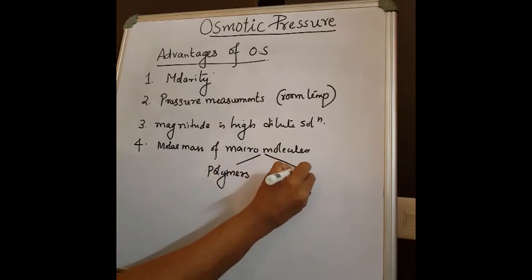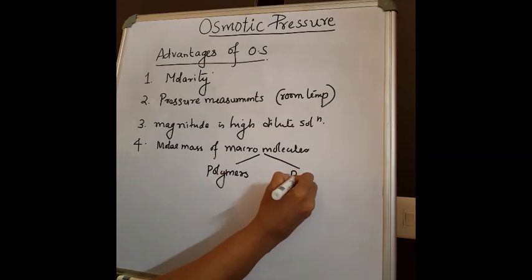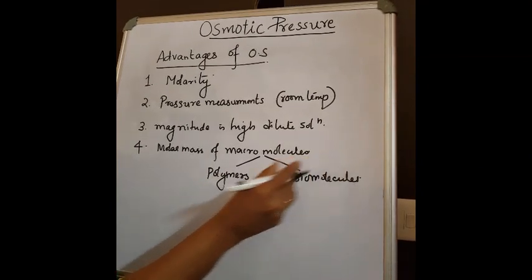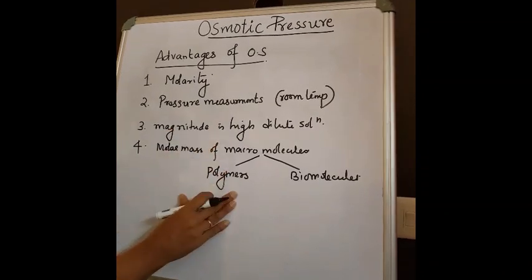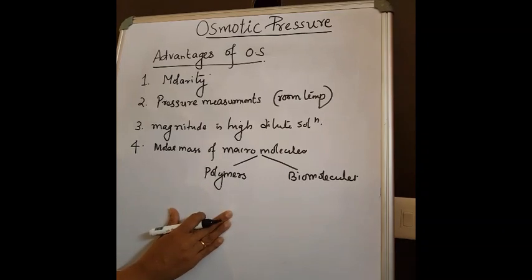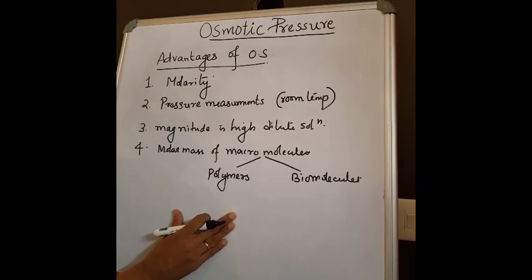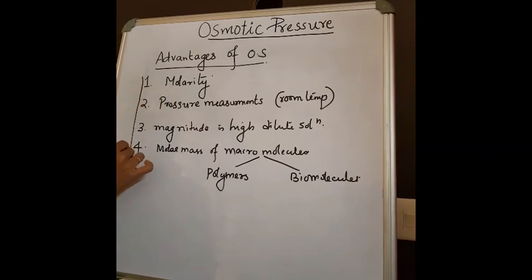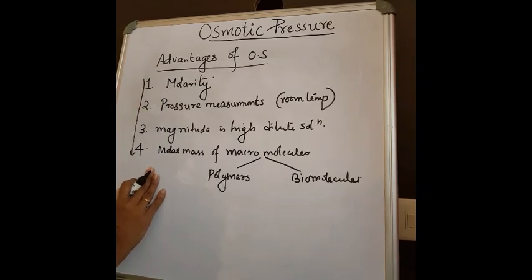You will study this in the last chapters on organic polymers, or you can say biomolecules. These are examples of macromolecules. So, by this method, it is easy to calculate the molar mass of macromolecules. These are the 4 advantages of using the osmotic pressure method when compared to the other methods.